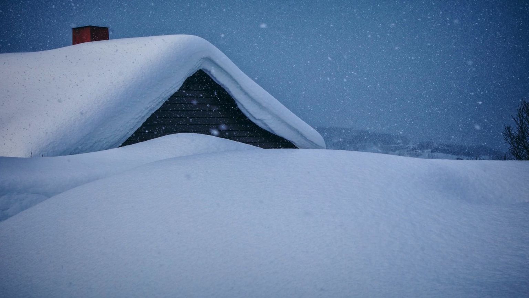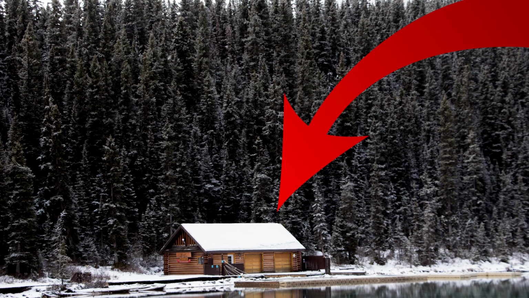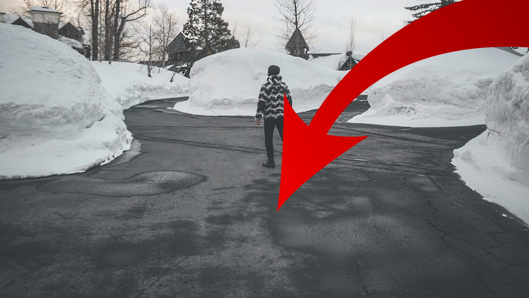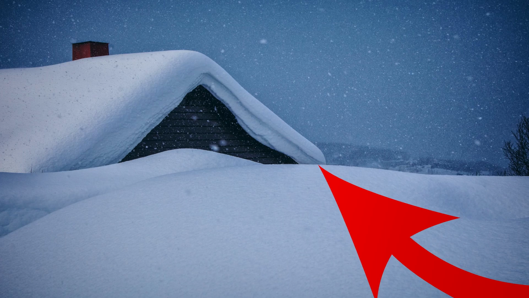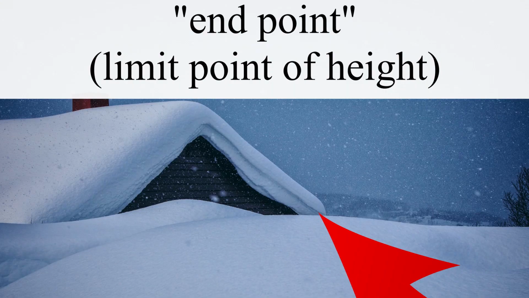Many English learners see this example and think that the pile starts on the roof. That's not what this means. The pile starts on the ground and the height of it reaches the same height as the bottom of the roof. If the roof is 10 feet above the ground, then the snow is piled 10 feet high. The point where the bottom of the roof starts is the endpoint of the measurement of the snow's height.